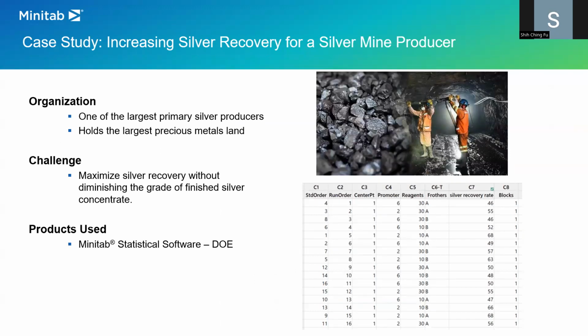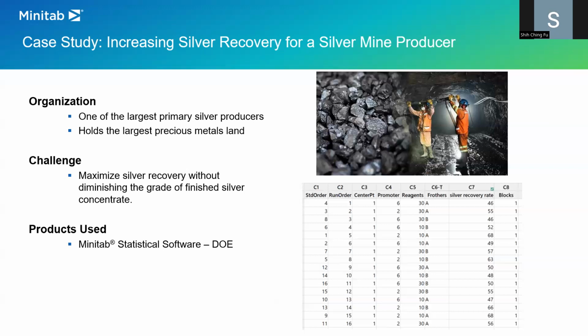Okay, next we talk about silver recovery. For this silver mining site, this is one of the largest primary silver producers. They hold lots of very large mining sites with precious metals. The problem is they try to maximize the silver recovery rate without diminishing the grade of the finished silver concentrate. So we should control the concentrate grade but maximize the recovery rate.